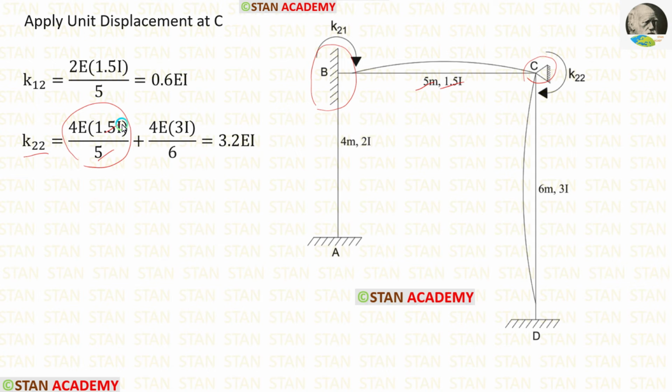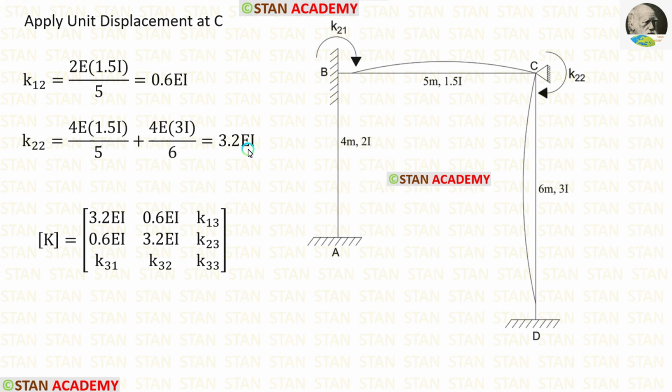Let us apply them. Now let us look at the other end D. At the end D also there is a fixed support. So we have to apply the same formula, 4EI upon L. Length of CD is 6. The moment of inertia for CD is 3I. Let us apply them. For K22 we have to add these two values. After adding, we are getting 3.2EI. In the stiffness matrix, we have calculated these four values.